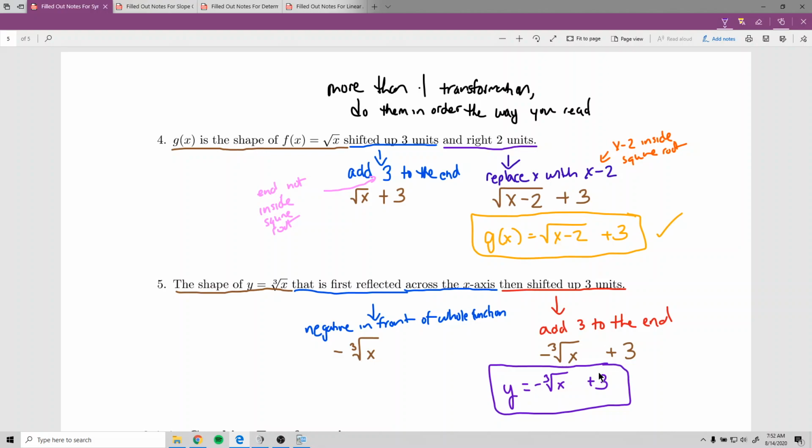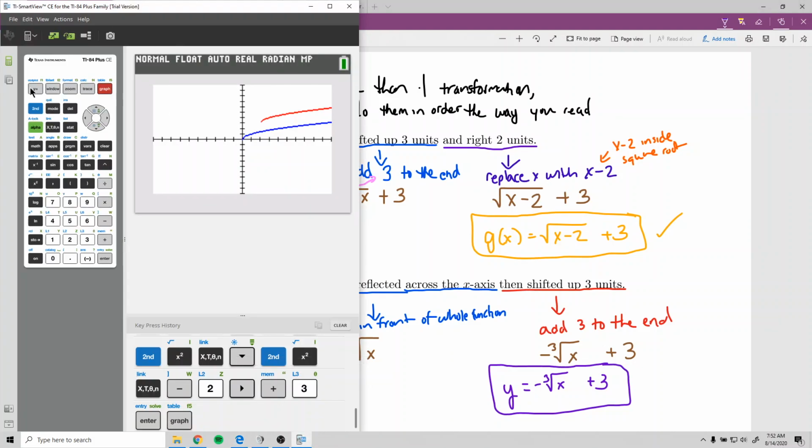Now, this one, when you mix reflections with shifting, if you do them in the wrong order, you will always get them wrong. If you only do shifts, you might be able to do them in the wrong order and get them right. But as a rule of thumb, do them the way you read them.